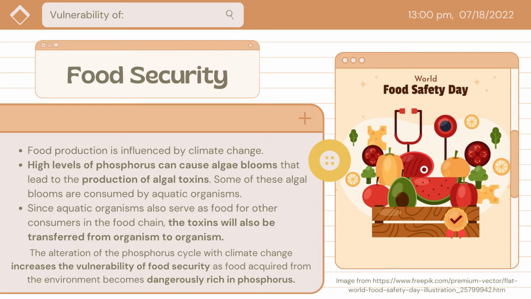High levels of phosphorus can cause algae blooms that lead to the production of algal toxins. Some of these algal blooms are consumed by aquatic organisms. Since these aquatic organisms also serve as food for the other consumers in the food chain, the toxins will also be transferred from organism to organism. Thus, the alteration of the phosphorus cycle with combined climate change increases the vulnerability of food security as food acquired from the environment becomes dangerously rich in phosphorus.